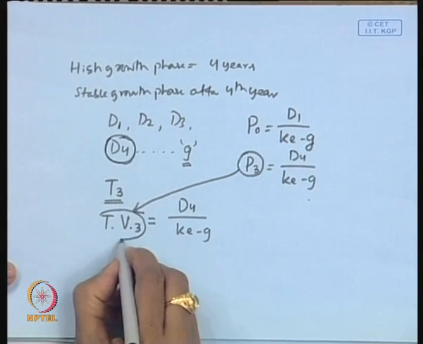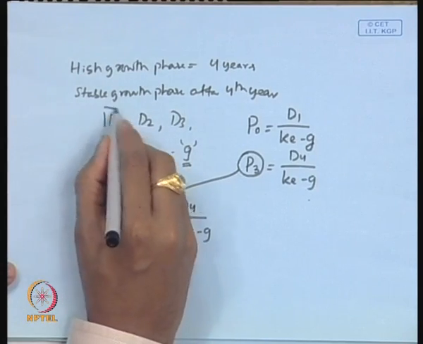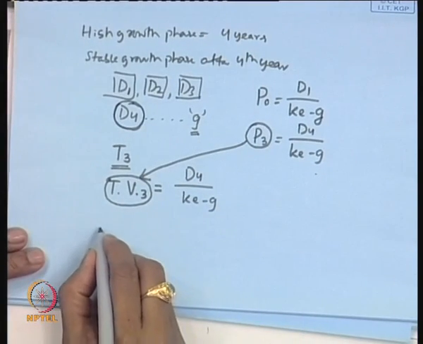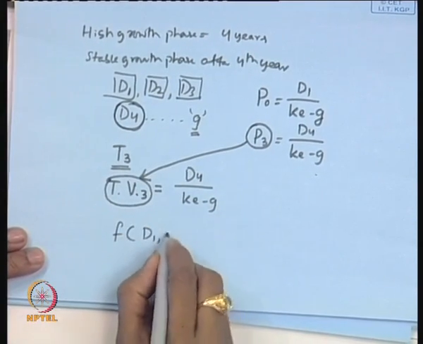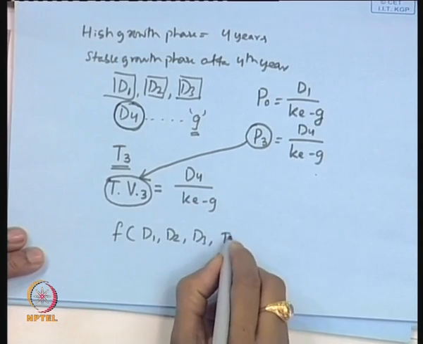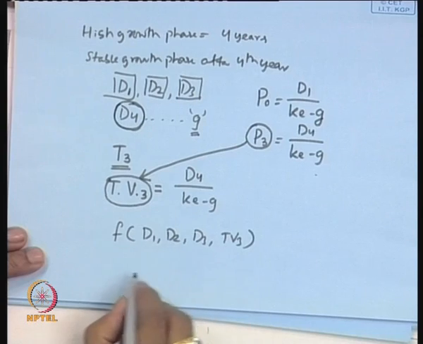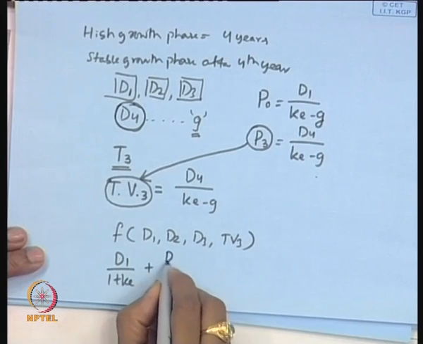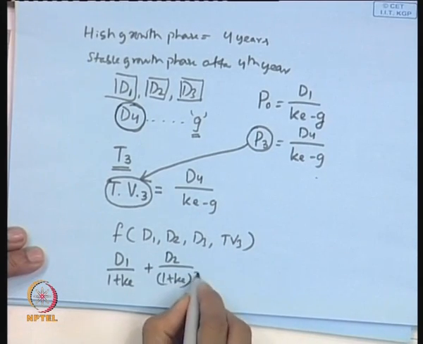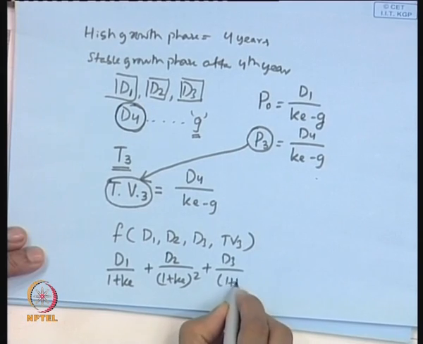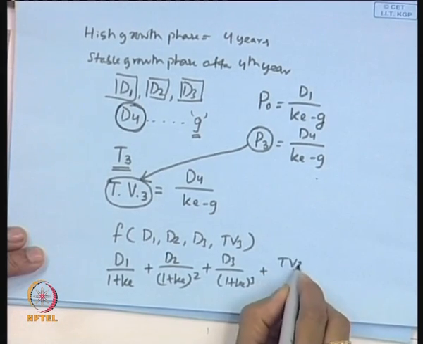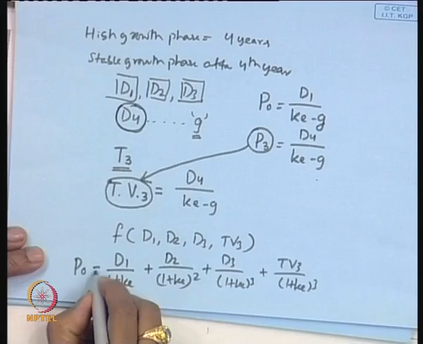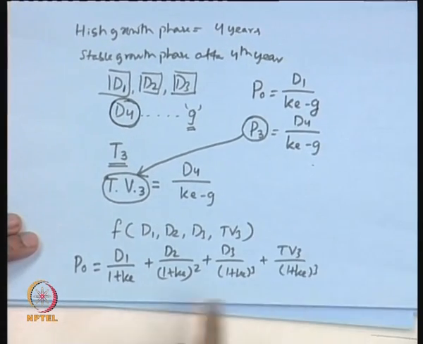Once the terminal value 3 is found out, and we have also got dividend 1, dividend 2 and dividend 3, the valuation becomes simpler. This valuation now becomes a function of D1, D2, D3 and terminal value 3. So, what will happen in that case? We have D1 divided by 1 plus Ke, plus D2 divided by (1 plus Ke) to the power 2, plus D3 divided by (1 plus Ke) to the power 3, plus terminal value 3 divided by (1 plus Ke) to the power 3.